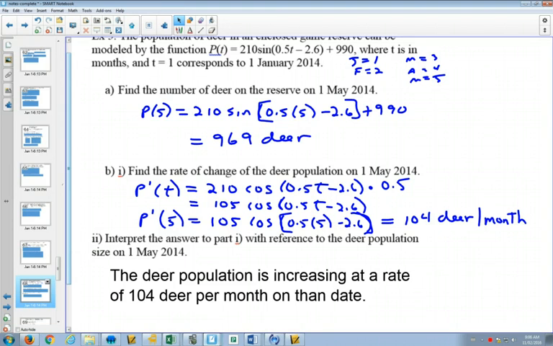And again, there's some practice questions at the bottom that you can try.